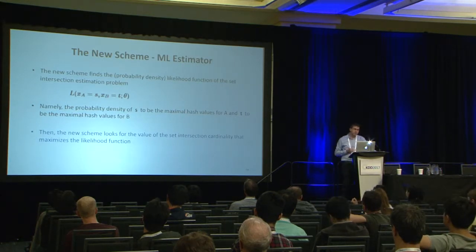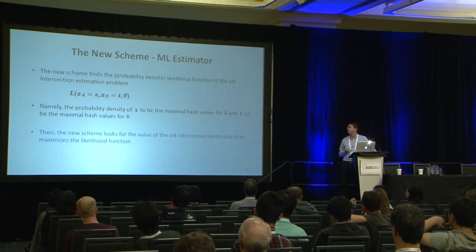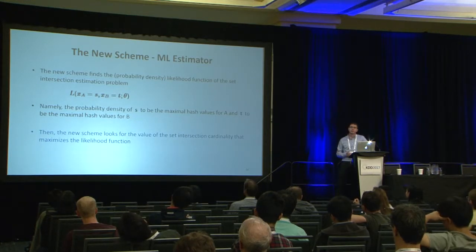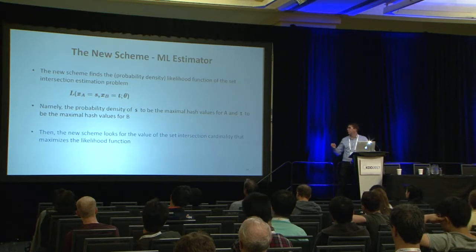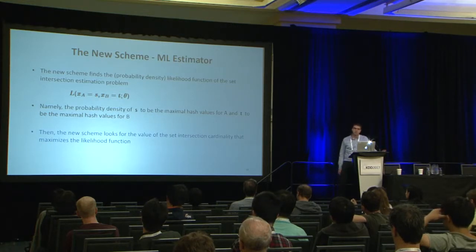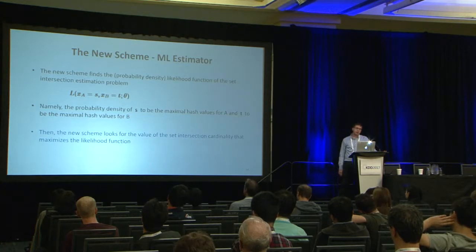So our new scheme finds the probability density likelihood function of the set intersection problem. Let's denote it as the likelihood of the probability density of S to be the maximal hash values in A and T to be the maximal hash values in B. Then our new scheme looks for the values of the set intersection cardinality that maximize this likelihood function.